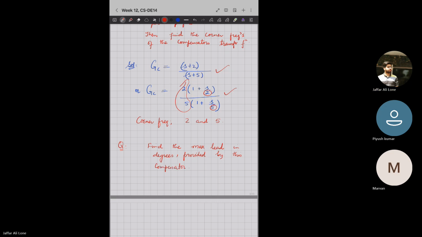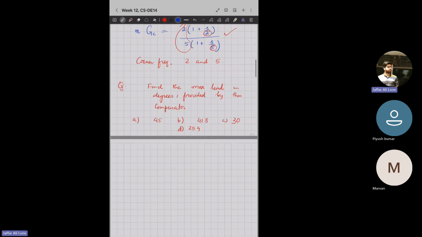Your options are A, 45, Option B, 41.8, Option C, 30, and option D is 25.4. Please try to solve it. You have to find the maximum lead. There is a direct formula as well for this question, but yeah, you try to solve it. I've given you options as well.